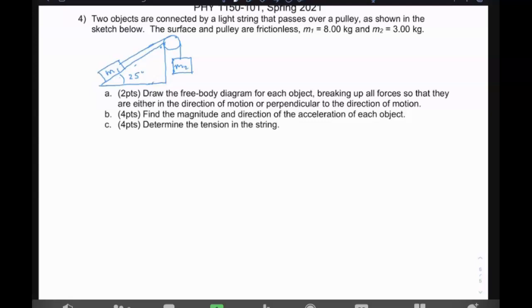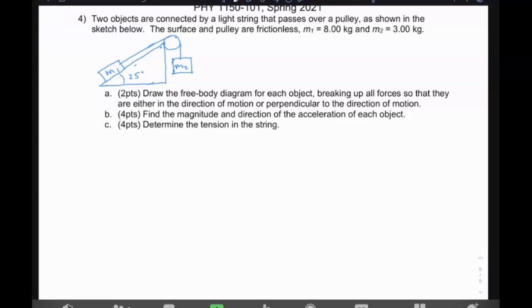Okay, so this is question number 4 on exam 2. Two objects are connected by a light string that passes over a pulley, as shown in the sketch below. The surface and the pulley are frictionless. Mass 1 is equal to 8.00 kilograms, and mass 2 is equal to 3.00 kilograms.